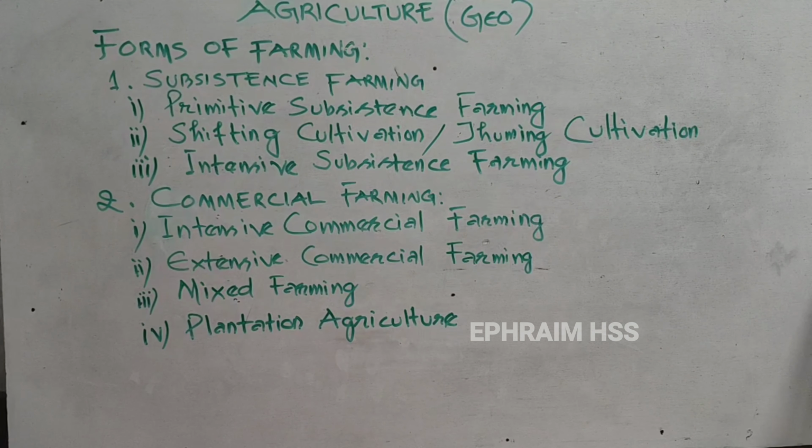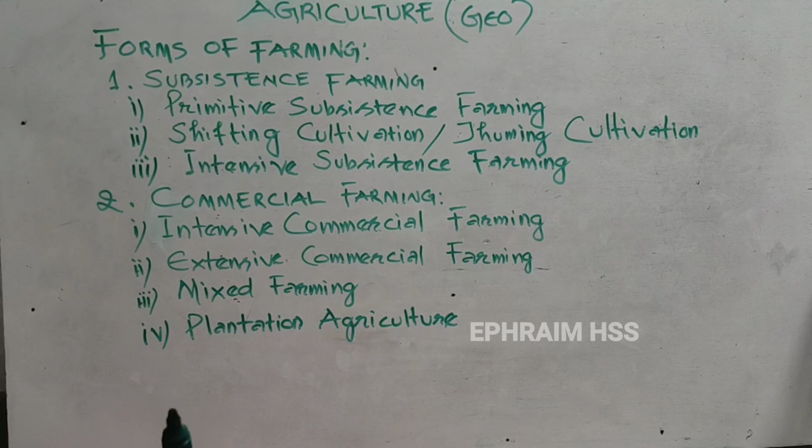The main factors that affect agriculture are geographical factors such as relief, soil and climate, that include the temperature, rainfall and humidity, and technological factors such as mode of irrigation, agricultural equipment, etc.